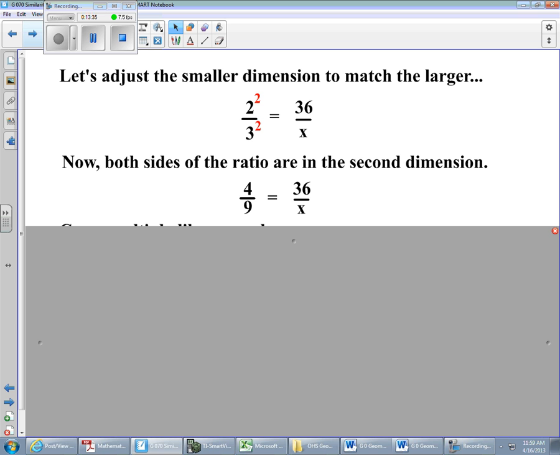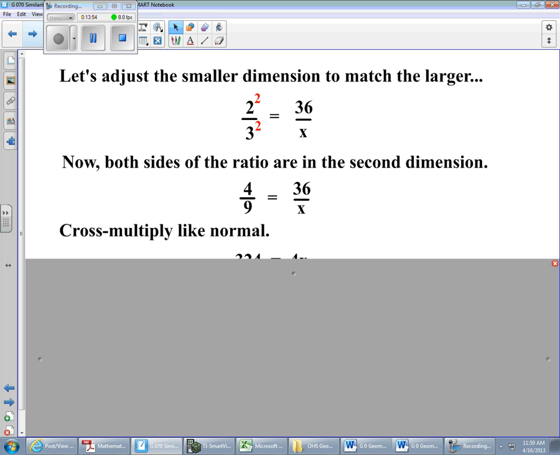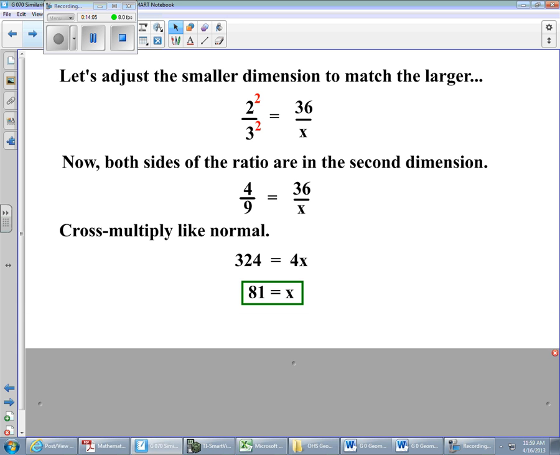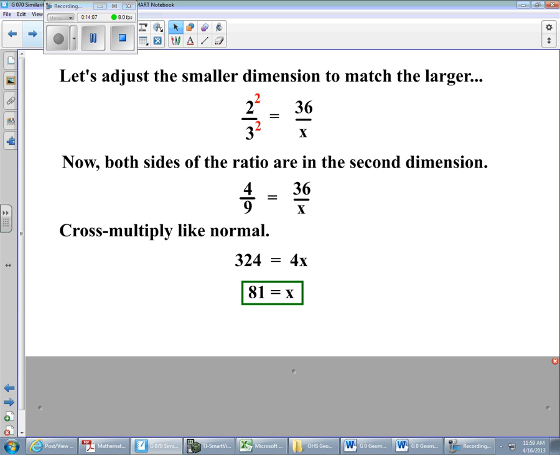Okay, 2 is to 3 as 36 is to x was inaccurate. 4 is to 9 as 36 is to x. That is an accurate statement. Okay, second dimension equals second dimension. Once the proportion is balanced, as far as the dimensions are concerned, you can cross multiply and solve it just like normal. 4 times x is 4x, 36 times 9 is 324. You don't want 4x's, you just want 1, so divide that 4 out of there, and x is 81. Okay, so really very easy math once you get the dimension consideration out of your way.